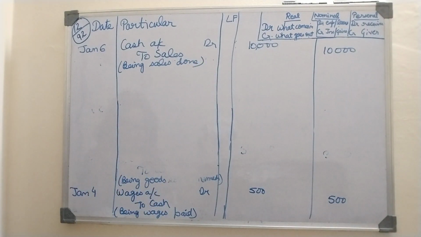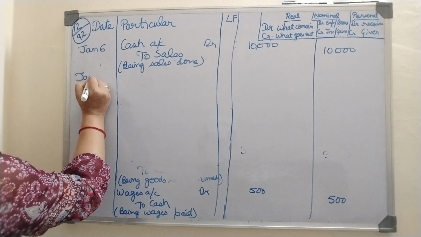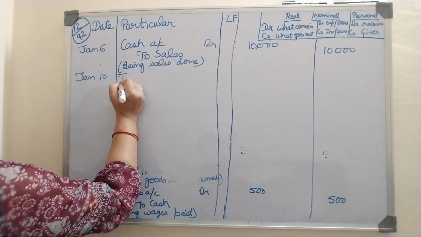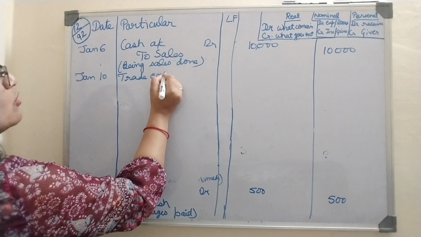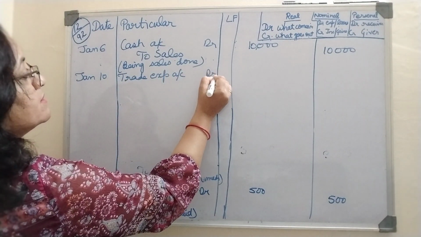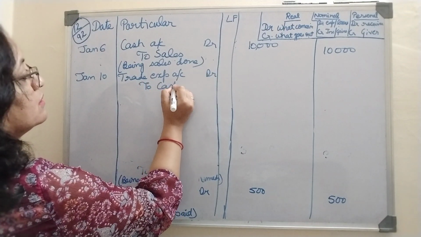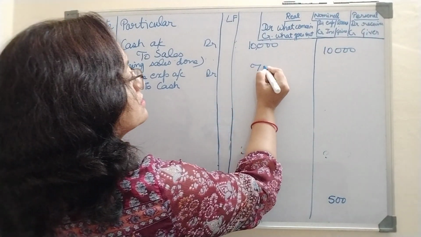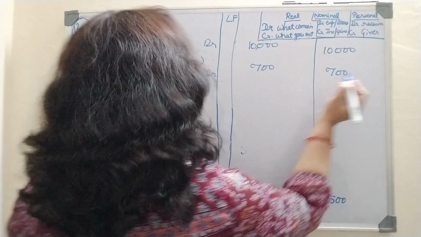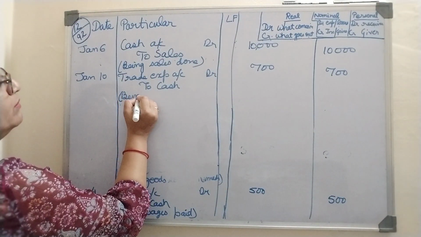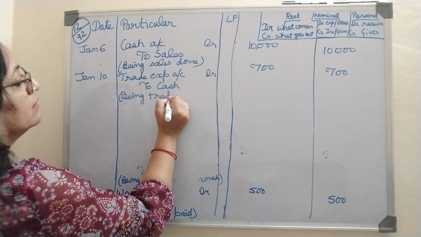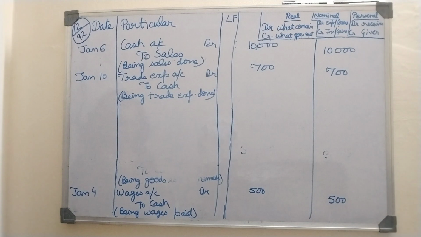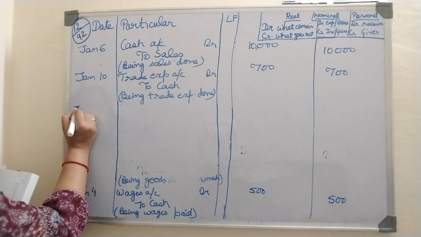Now next is January 10. January 10 is paid for trade expenses. So trade expenses are again our expenses. They are always debited. Trade expense account debit to cash. Whatever expenses we are doing, we always do out of cash. It is 700. Being trade expenses done.